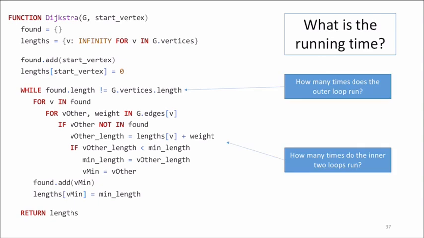All right, well, let's key on two things here. We have two loops. Well, we have three loops. We have this while loop, this for loop, and this for loop. So how many times does this outer while loop iterate?